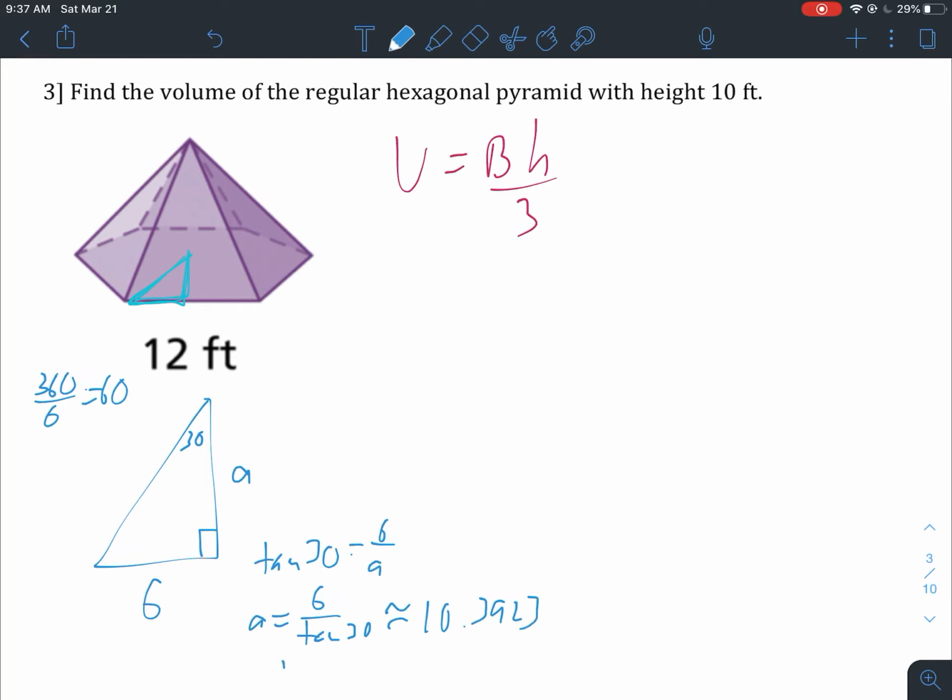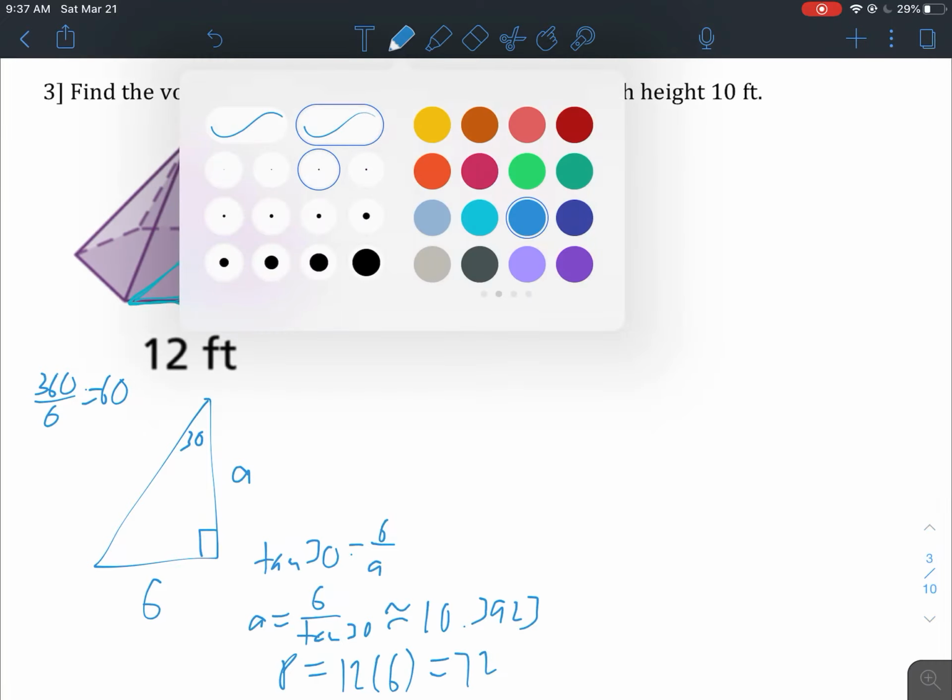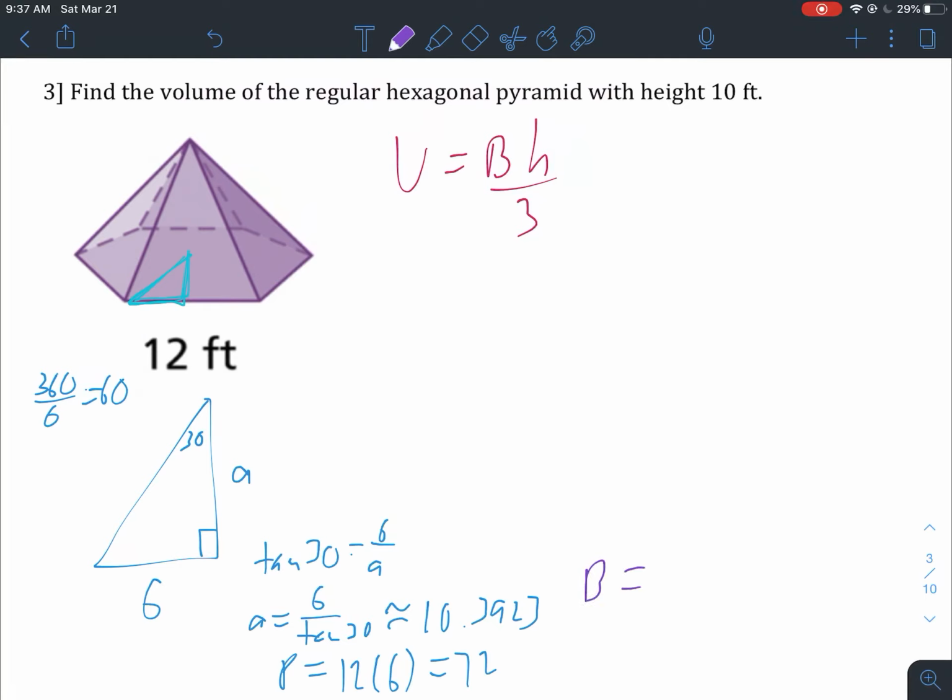Okay, then our perimeter is just 12 times 6, which is 72. So that means the area of the base is apothem times perimeter over 2. And that is 374.1230.